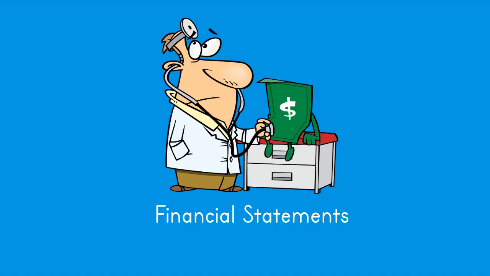Income statement, the financial statement that summarizes revenues and expenses for a specific period of time, usually a month or year. This statement is also called a profit and loss statement or an operating statement. Capital statement, the financial report that summarizes all the changes in owner's equity that occurred during a specific period.